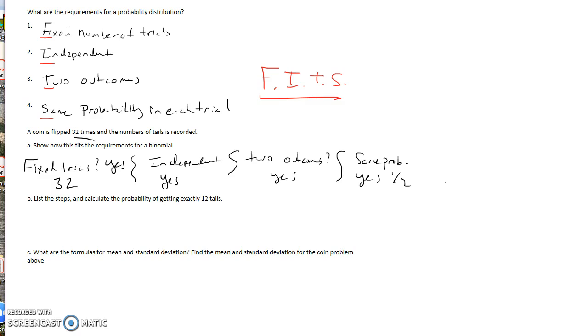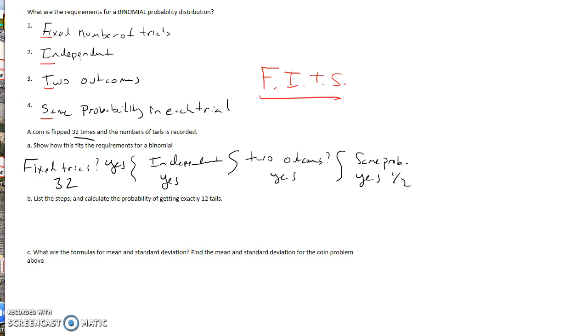So now it says list the steps to calculate the probability of getting exactly 12 tails. Ooh, I want to clarify something here. This is a special kind of probability. This is a binomial probability distribution. So these are the requirements for a binomial probability distribution. Not just any one, it's a binomial. Again, binomial, you think about bi is 2, right? So that's why we have that aspect of 2 outcomes here, because it's either success or failure. So that's why we call it a binomial trial or probability.